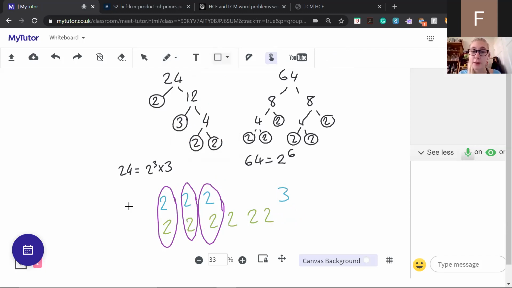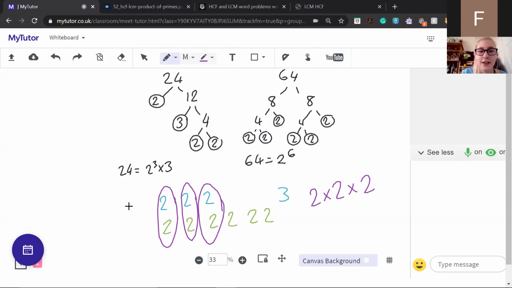Because if we multiplied this by 2 again, it would only be a factor of 64. It wouldn't be a factor of 24. And if we multiplied this by 3, it would only be a factor of 24. It wouldn't be a factor of 64. So we can see the ones that we've circled, that's three 2s. I know we technically circled six 2s, but what I'm doing is circling what they have in common. So I've circled each 2 twice, basically, to show for each. And that's 8.